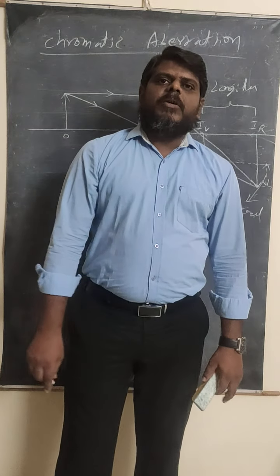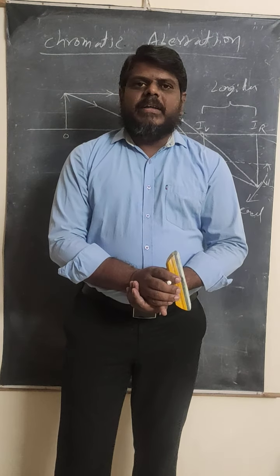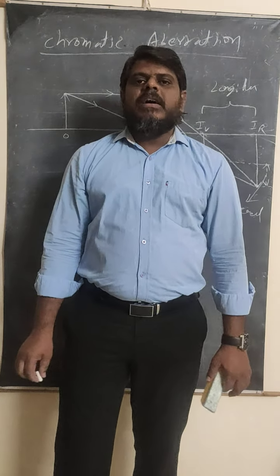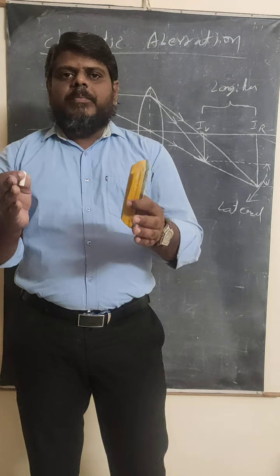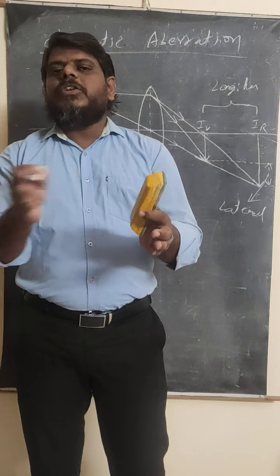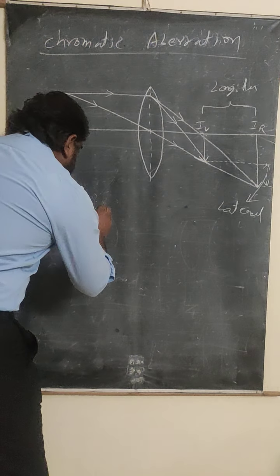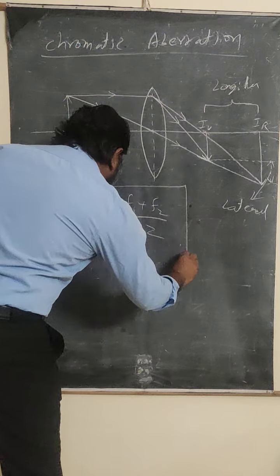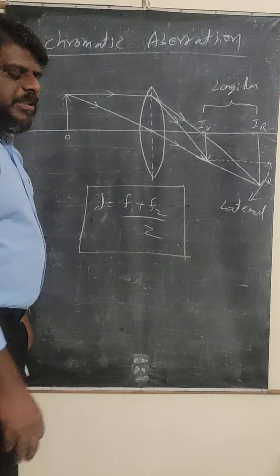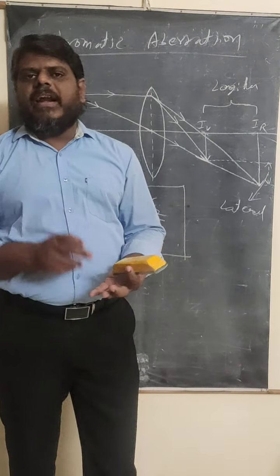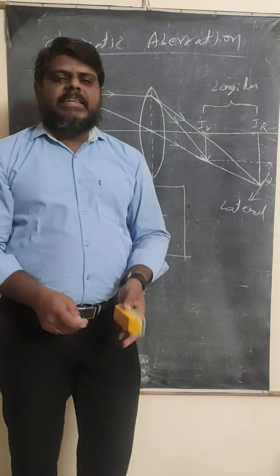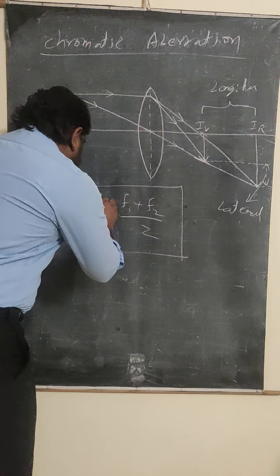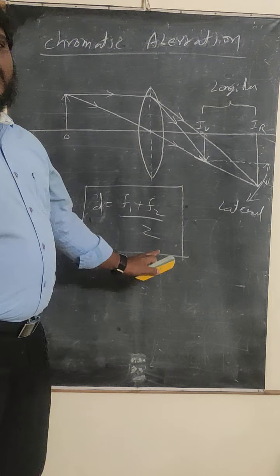Now we are going to discuss the elimination methods. To eliminate chromatic aberration, we use two lenses of focal lengths f1 and f2, arranged at a certain distance, which is the average of the two focal lengths. That means D = (f1 + f2)/2. If you take two lenses of focal lengths f1 and f2, they must be separated by a distance D equal to (f1 + f2)/2. This is the elimination method of chromatic aberration.